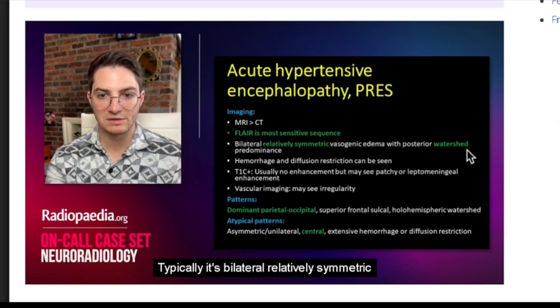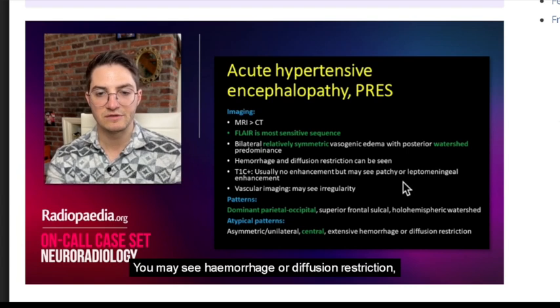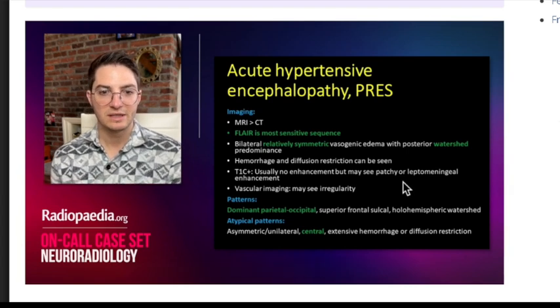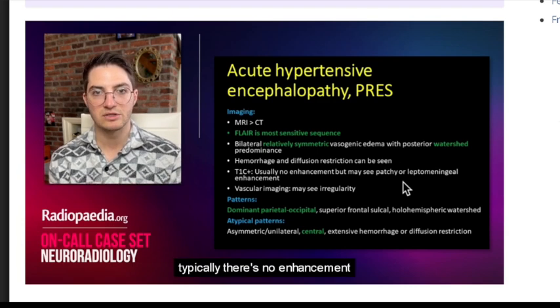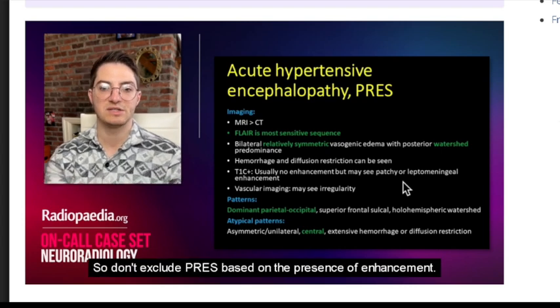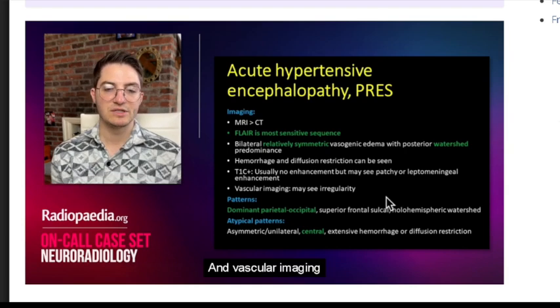Typically, it's bilateral, relatively symmetric, watershed distribution. You may see hemorrhage or diffusion restriction, but it's usually not a dominant feature in a typical appearance. And then post-contrast, typically there's no enhancement, but there could be leptomeningeal or patchy cortical enhancement as well. So don't exclude PRES based on the presence of enhancement. And on vascular imaging, you may see irregularity.